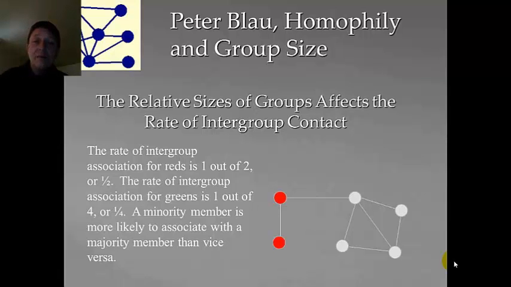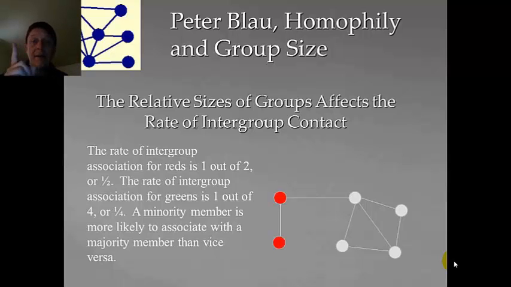To see why, take a look at this example brought up by Peter Blau. Let's assume that there are groups of people. There are the whites and the reds. Now, at some point, there's going to be some connection between them. Someone's going to put up a tie. Well, what's the rate of association? What's the rate of tie formation? It depends on your denominator.